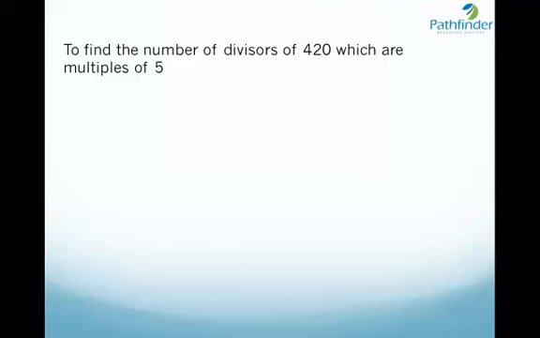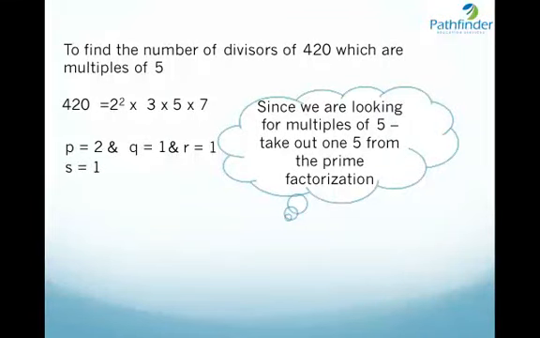Now how to find the number of divisors of 420 which are multiples of 5? Again, the first step is always to prime factorize. So we have 420 is equal to 2 square into 3 into 5 into 7. This is the prime factorization of 420, which is always our first step. So here the power of 2, p, is equal to 2. The power of 3, that is q, is equal to 1. The power of 5, that is r, is equal to 1 again. And the power of 7, that is s, is also equal to 1.